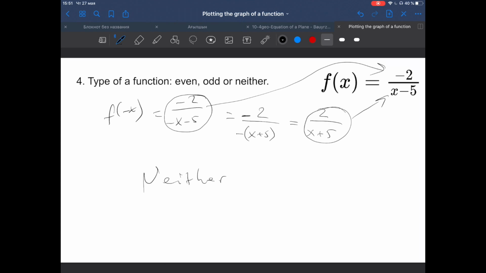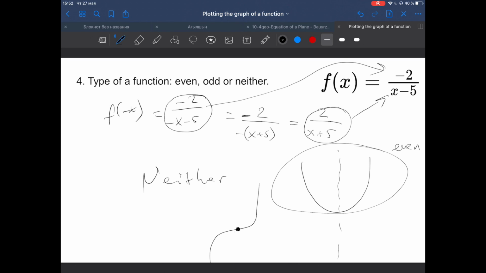Okay, why we check this? Because if we have even function, our graph will be symmetric to the line. For example, like this. For example, if we draw a parabola, this parabola is symmetrical to this line, yes? And it means that this function is even function. And if we have odd function, for example, like this is odd function. Odd function will be symmetric to the point, okay?